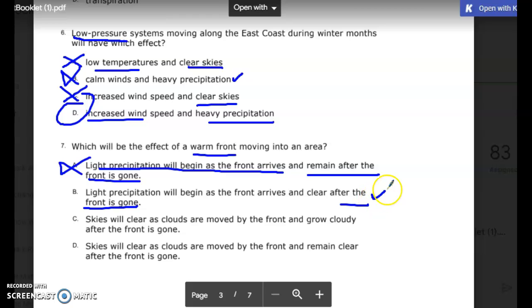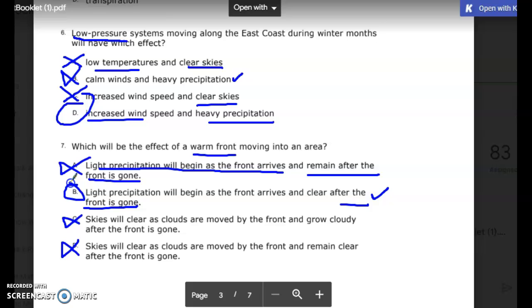Maybe, I like that. Skies will clear as clouds are moved by the front and grow cloudy after the front is gone. Skies will clear as clouds are moved by the front and remain clear after the front. Is that the exact same answer? Oh no, it's remaining clear and growing cloudy. Your best answer on that one is B.